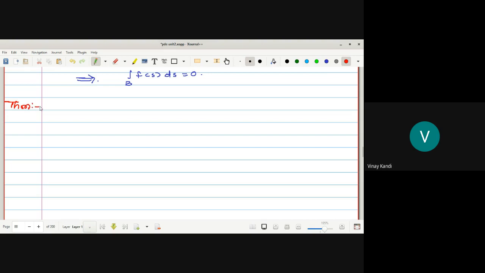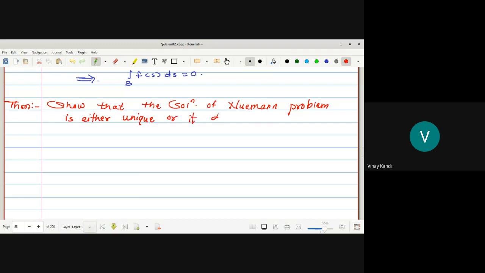Next one. Show that the solution of Newman problem is either unique, okay, or it differs from one another by a constant. Okay, look at the proof.